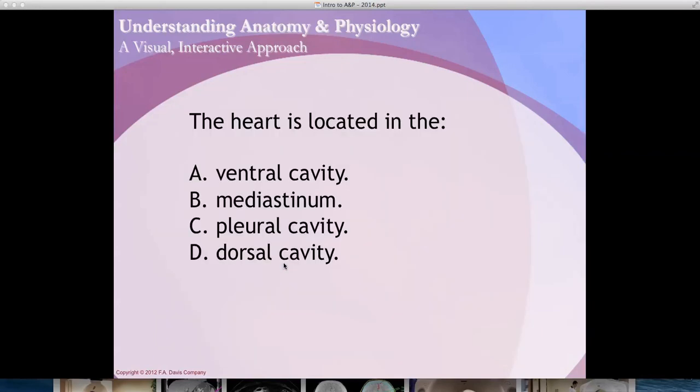So the heart is located where? I'll give you a second to think about this.